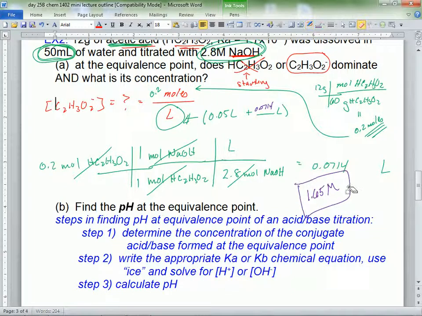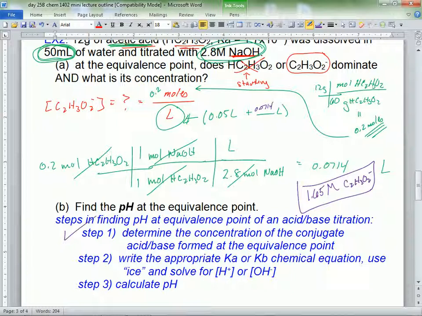Yeah, we should probably finish that. Would look better, wouldn't it? It's 1.65 molar acetate. So the last step here, to wrap it up, find the pH at the equivalence point. So step 1 we already did. I think that's the hardest part.